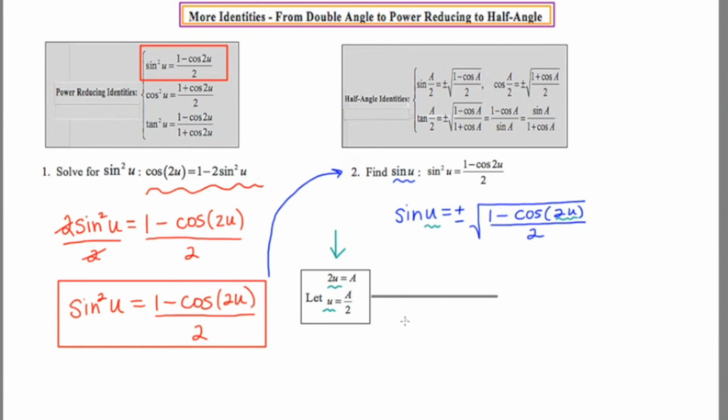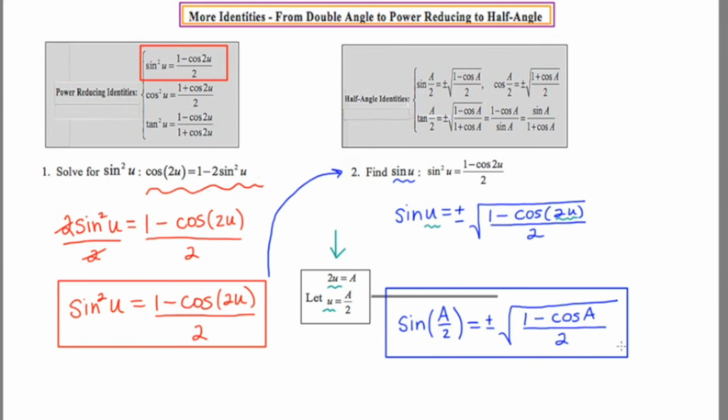So this is going to become sine of u, or sine of a over 2, equals plus or minus the square root of 1 minus cosine 2u. But instead of 2u, we're going to put a, and then all of that's over 2. And this is the sine half-angle identity. And you'll note, if you look at the box above, it's the same thing that's written there.